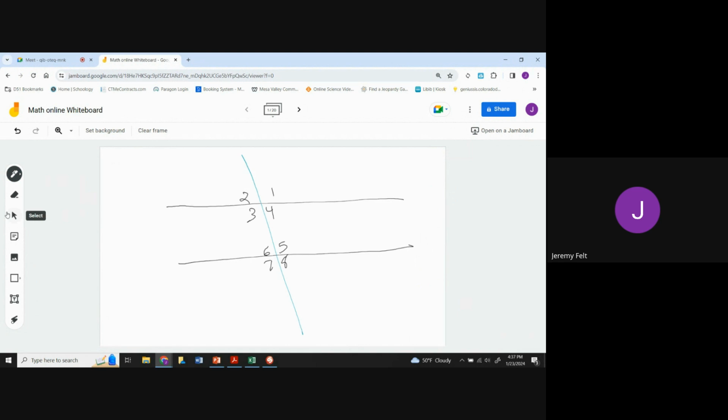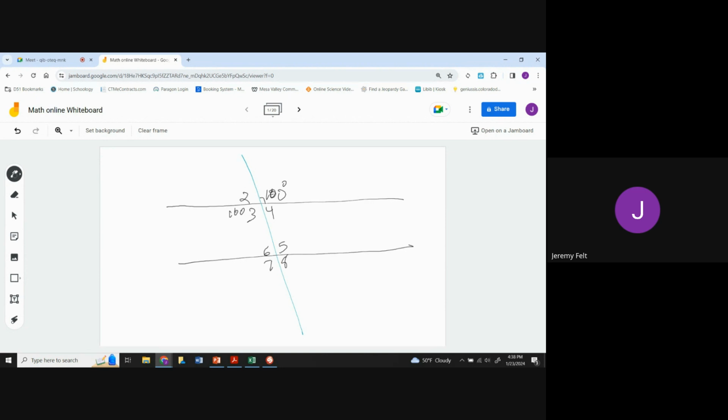So let's say we're given one of these. We're given angle 1. And it's 100 degrees. It's a little bit more than 90 right here. So this angle is 100 degrees. Now, that's all we need to find all the other angles pretty easily. So this is a vertical angle, so I know that's 100. This has to be 100.